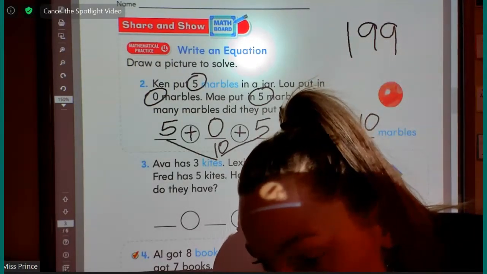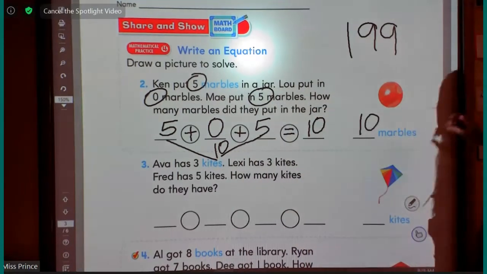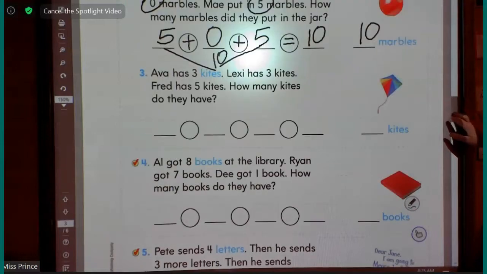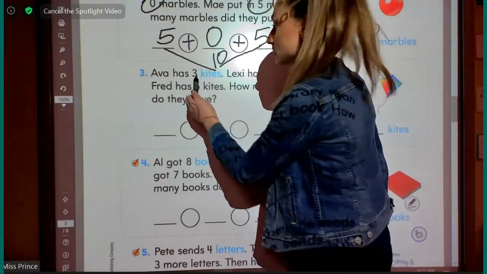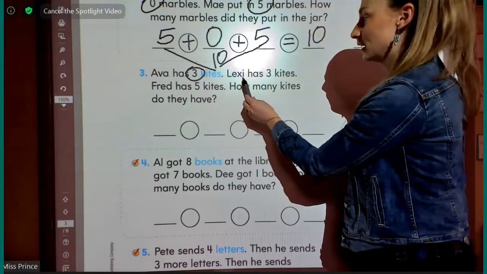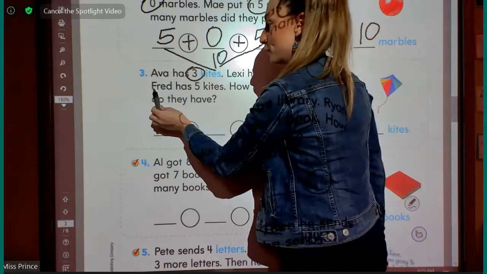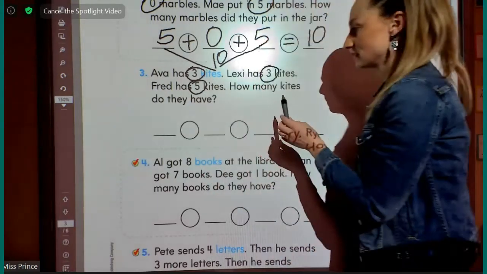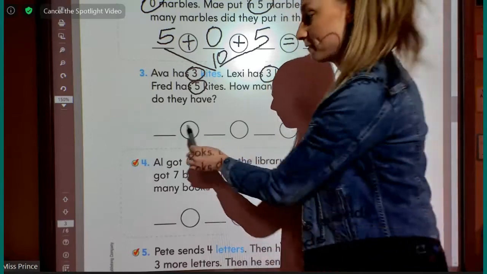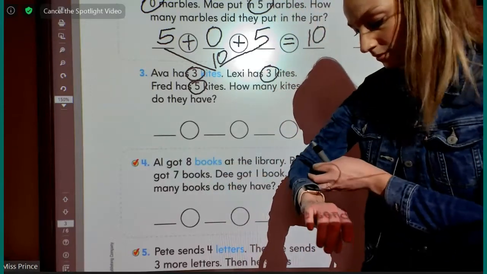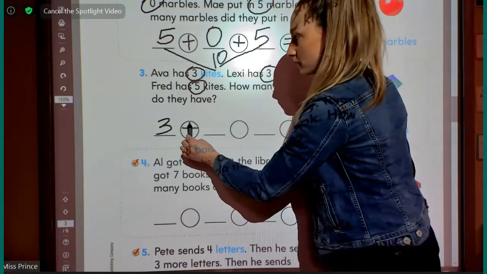Sophia, are you ready? All right, Sophia. Ava has 3 kites. Lexi has 3 kites. Fred has 5 kites. How many kites do they have? What is my first number? 3. Plus 3. Good job.